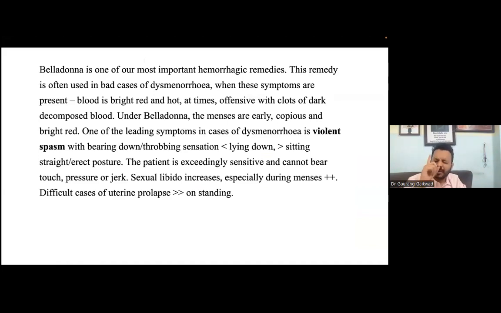Second, always remember, every single belladonna patient is aggravated lying down. You ask the belladonna girl, okay, lie down, you are getting pain, lie down. She says, no, I can't lie down. If I lie down, it pains. Belladonna.